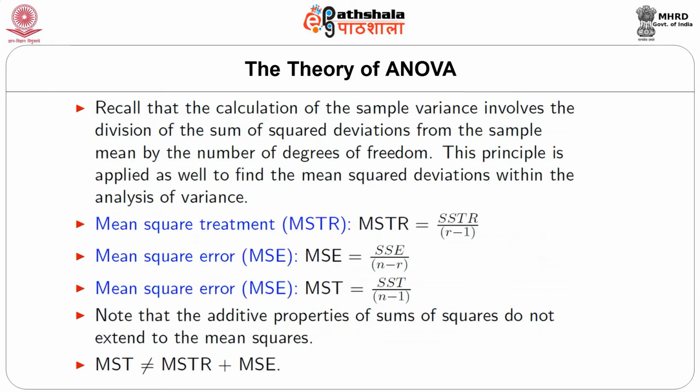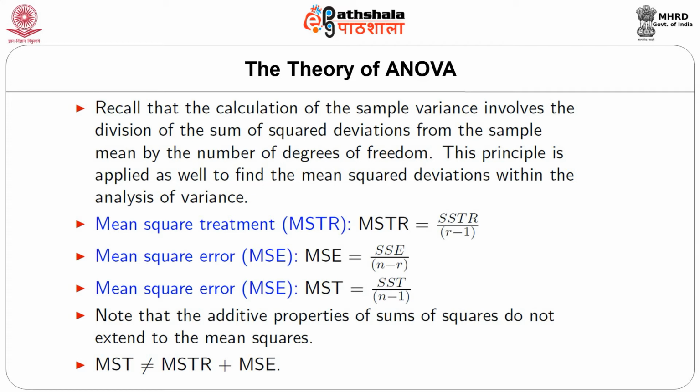Recall that the calculation of the sample variance involves the division of the sum of squared deviations from the sample mean by the number of degrees of freedom. This principle is applied as well to find the mean square deviations within the analysis of variance. Mean square treatment, MSTR, is defined as SSTR divided by r-1. Mean squared error, MSE, is SSE divided by its degrees of freedom, n-r. Mean square total, MST, is SST by n-1.